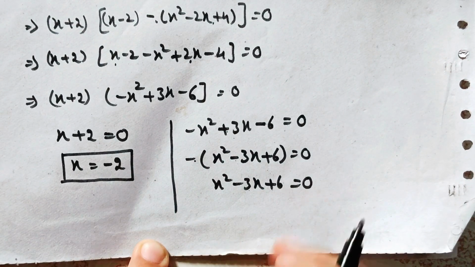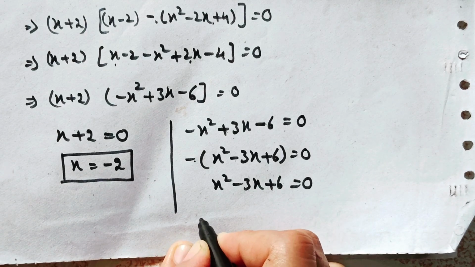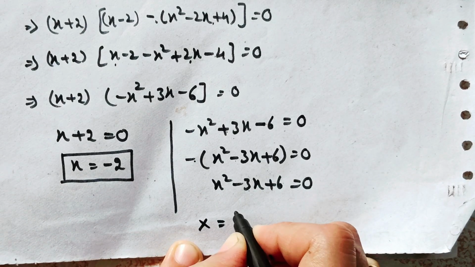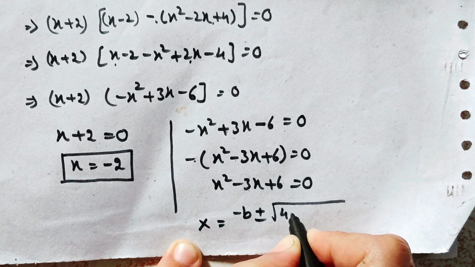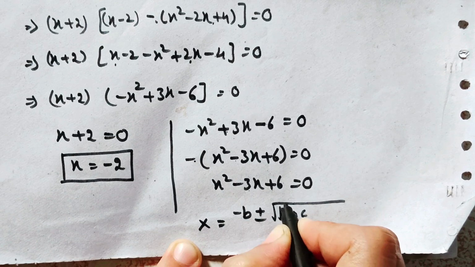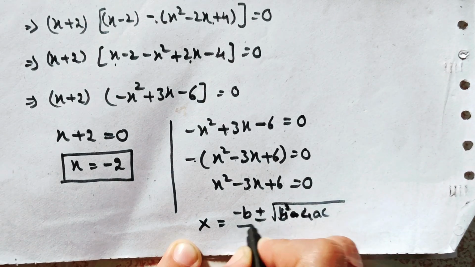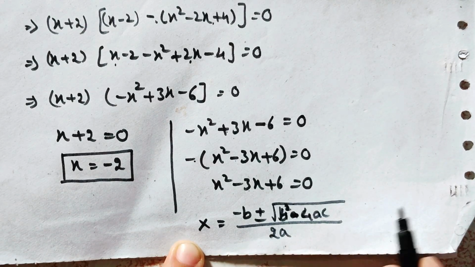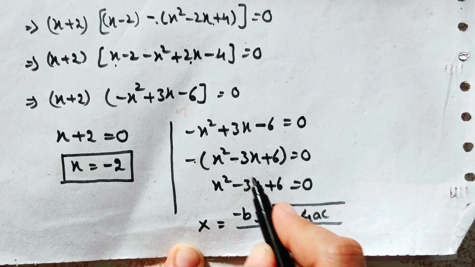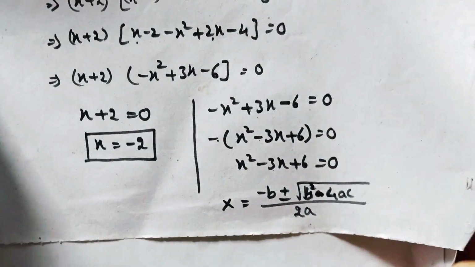Here we have to find out the roots, and we know that the root formula is x equal to minus b plus or minus square root of b square minus 4ac, divided by 2a. This is the formula. According to this formula we are going to find out the roots of this equation. Okay, let's see.